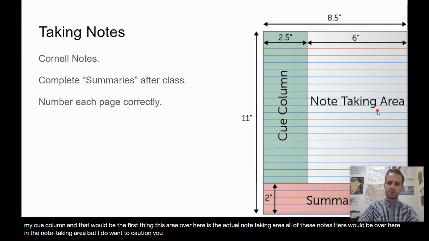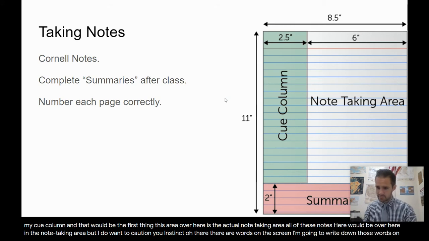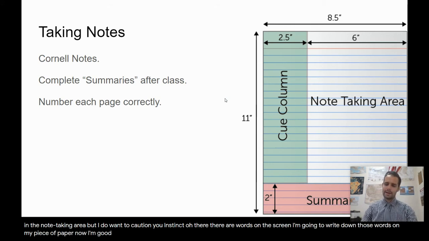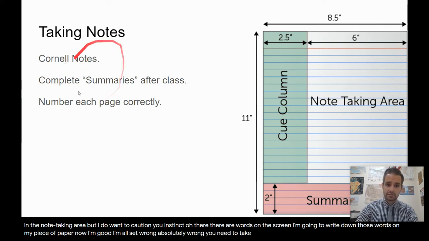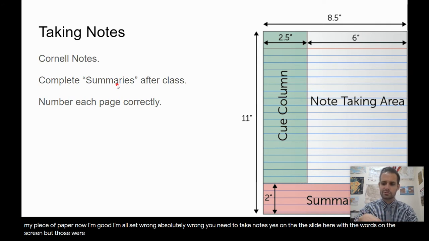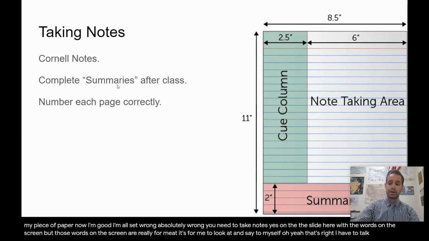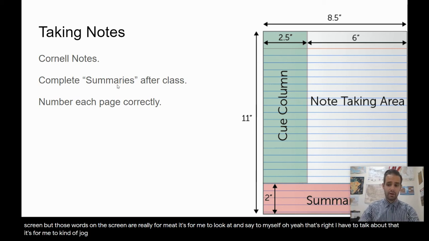A lot of students think, oh, there are words on the screen. I'm going to write down those words on my piece of paper. Now I'm good. I'm all set. Wrong. Absolutely wrong. You need to take notes, yes, on the slide here with the words on the screen, but those words on the screen are really for me. It's for me to look at and say to myself, oh yeah, that's right, I have to talk about that. It's for me to kind of jog my memory.